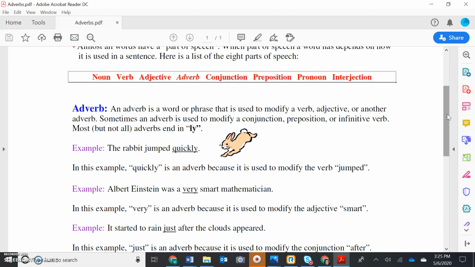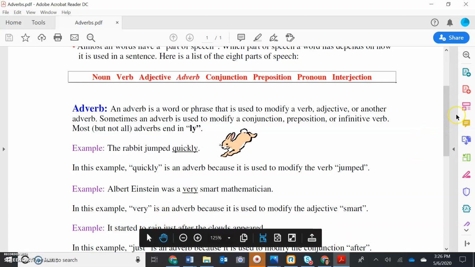Okay, let's look at the next example. Albert Einstein was very smart. He was what? Was very. Very is the adverb. So whenever the adverb ends in ly, it's easy to tell it's the adverb. But like very or just, they're a little bit trickier.